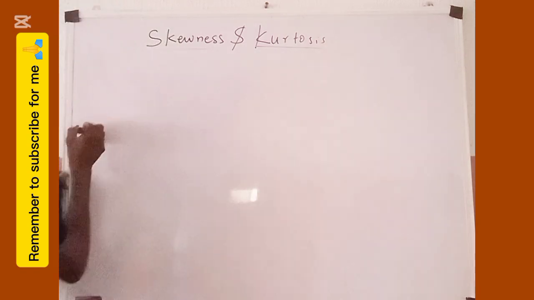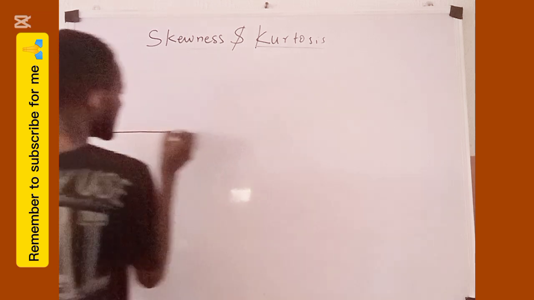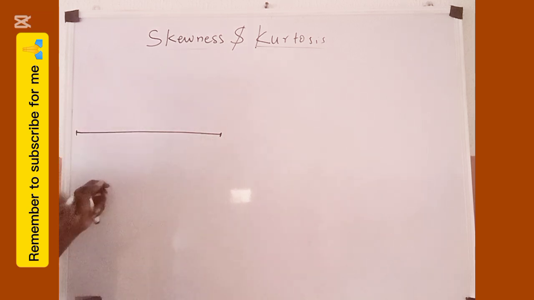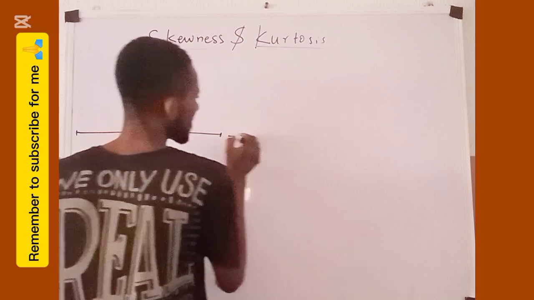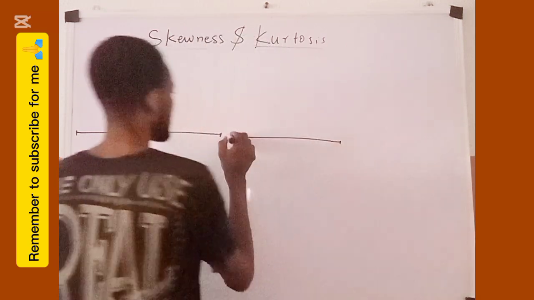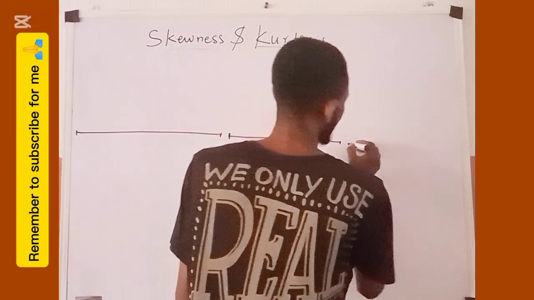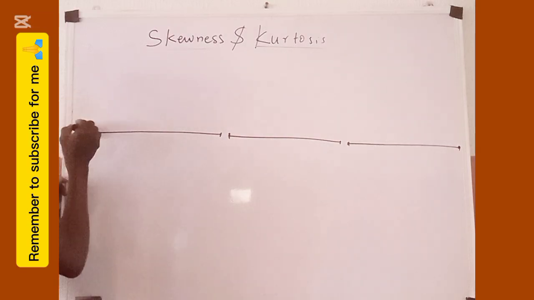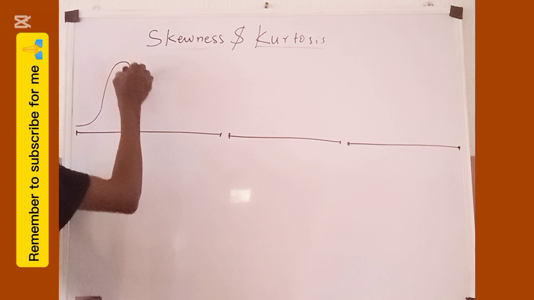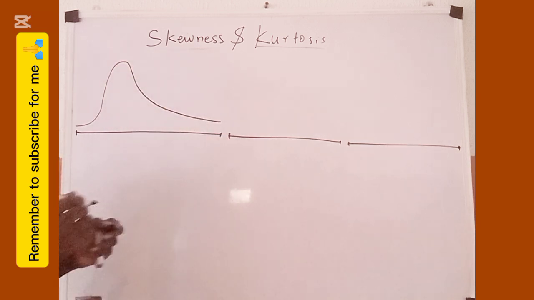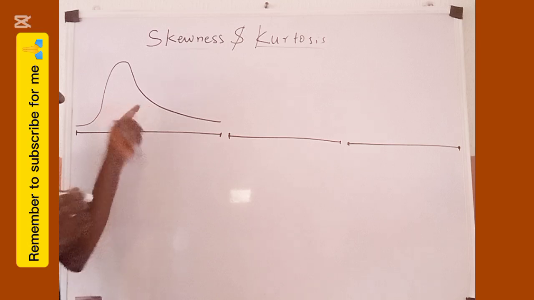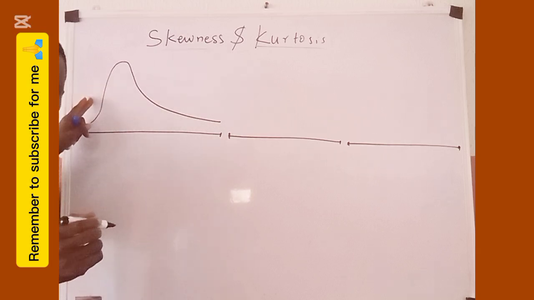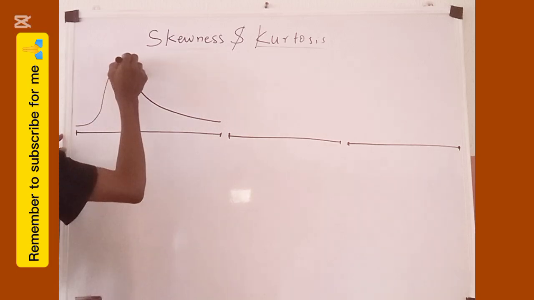Let us call this a distribution. This is my distribution. This line here is my distribution. It begins from here and it ends here. Let me equally have another distribution that begins from here and ends here. And then I finally have a third distribution that begins from here and ends at this place. Look at me draw. If you watch, in this distribution which I have drawn here, it has a longer tail to the right. This is the right of the distribution. This is the left of the distribution. So you now come here and locate this place.